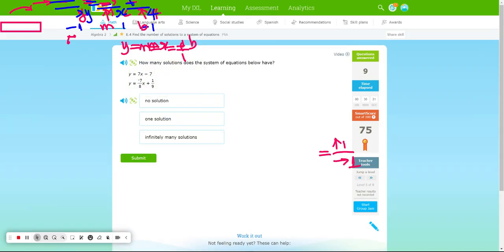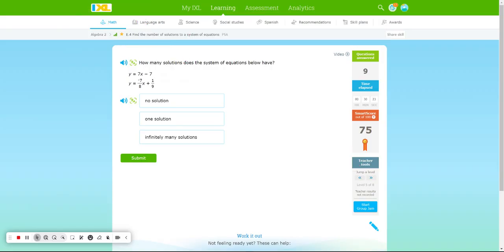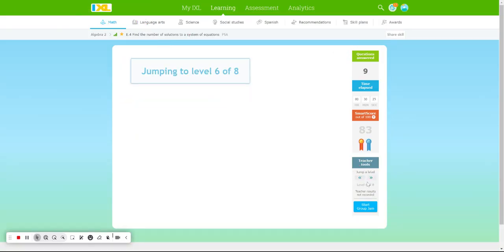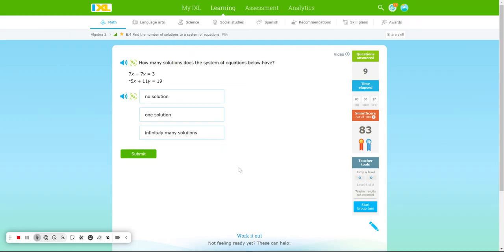Let me do a couple more. Okay, so I can increase to the next level here. Same thing. So I solve for the y. Now let's write down the slope intercept form, y equals mx plus b. So I solve for the y.